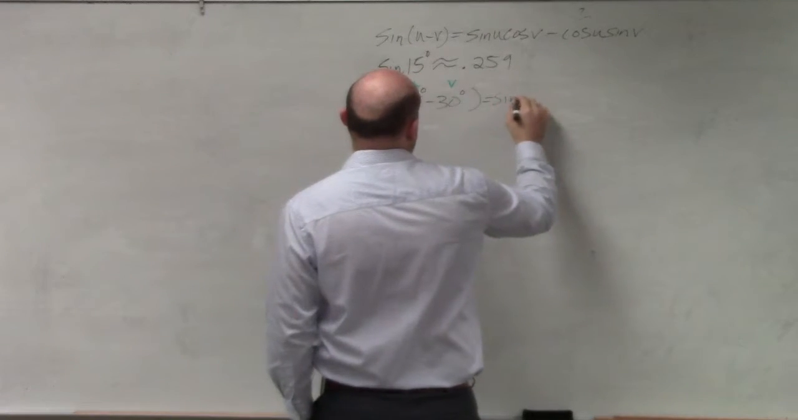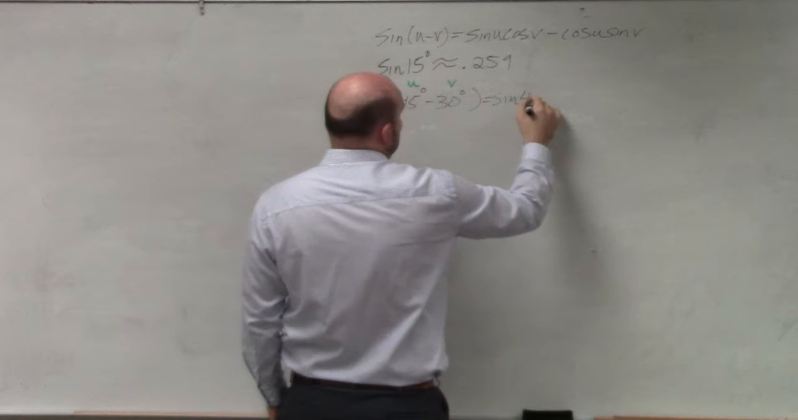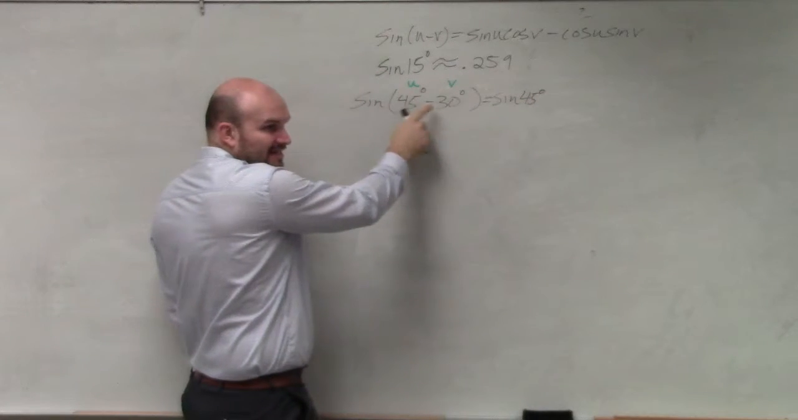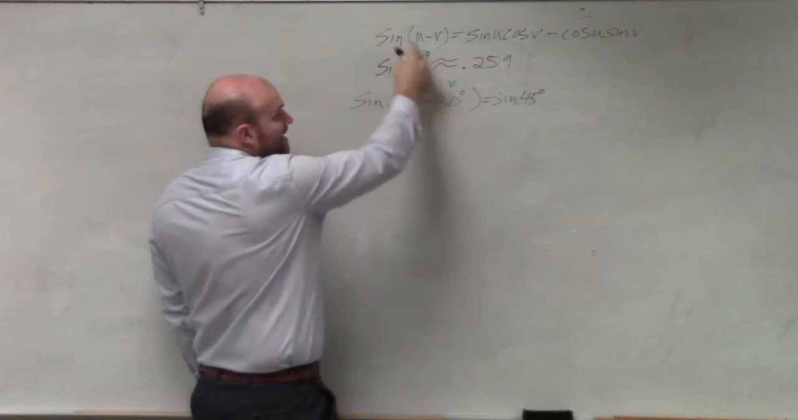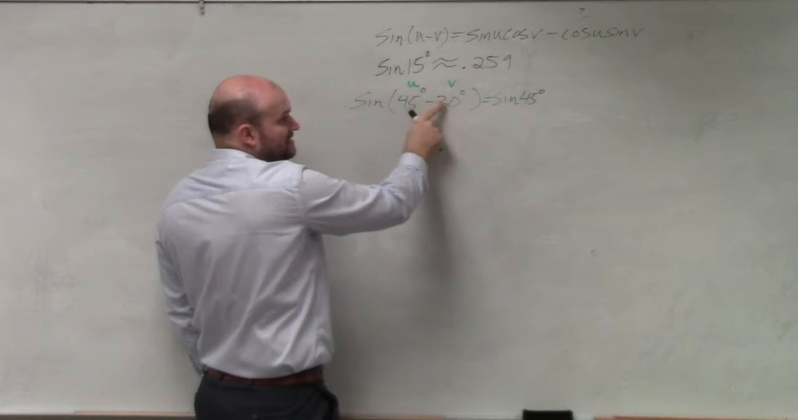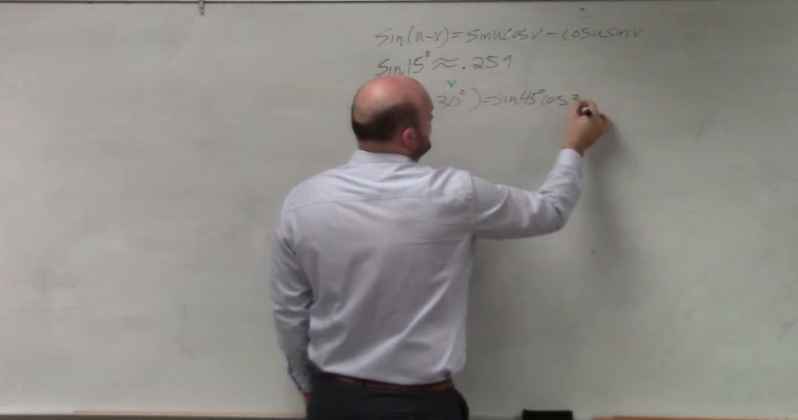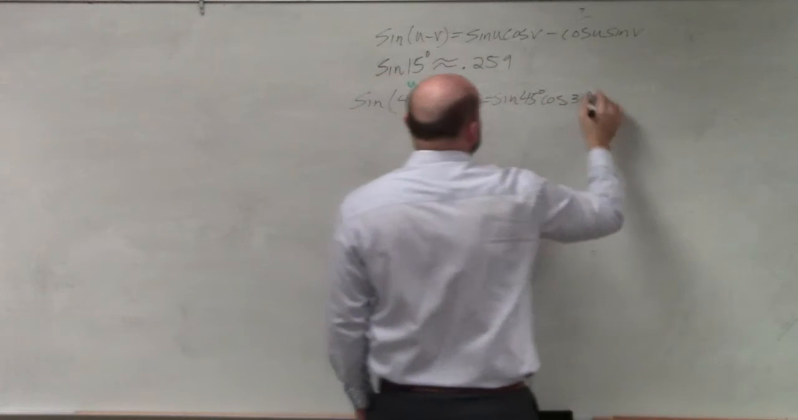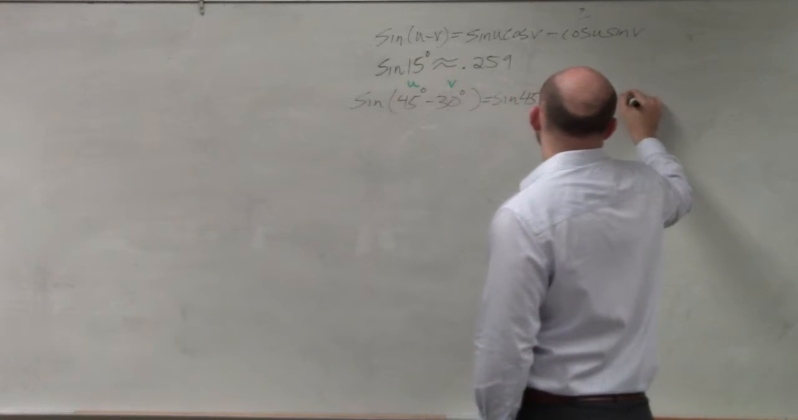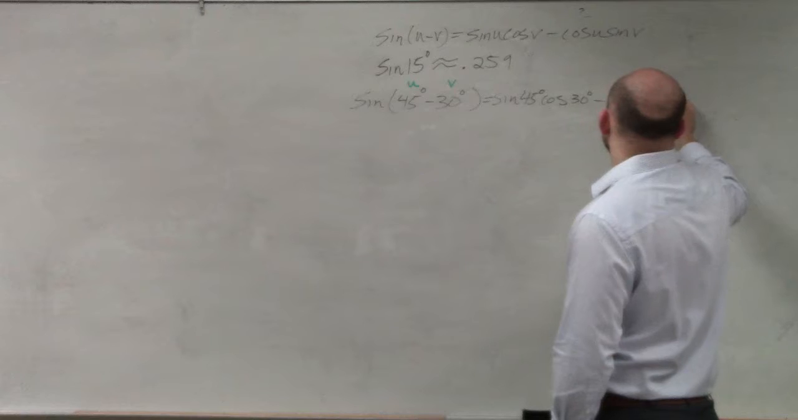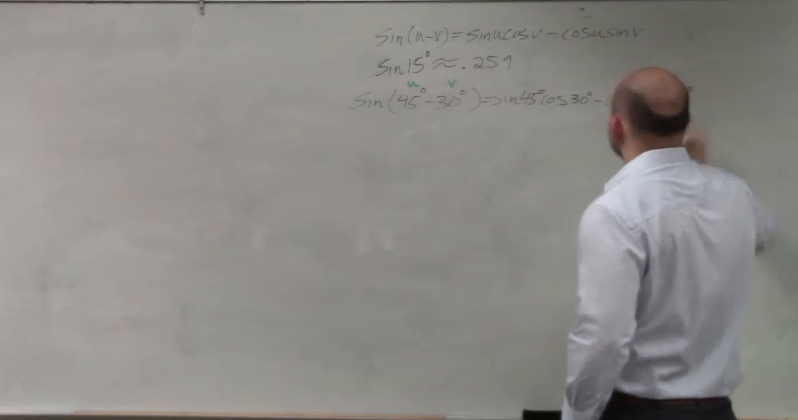So I have the sine of u, which is 45 degrees, cosine of v. Don't treat it as a negative. Just treat it, it's u minus v. So that's going to be my v, which is 30 degrees, cosine 30 degrees, minus cosine of u, which is cosine of 45 degrees, and then times the sine of v, which is the sine of 30 degrees.